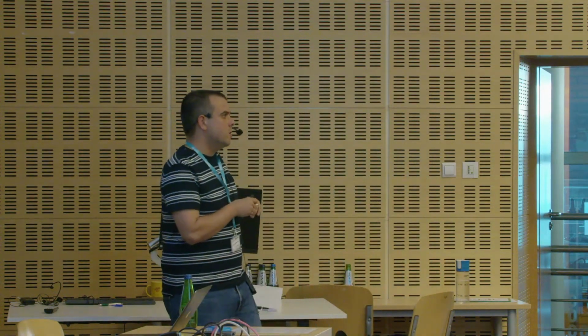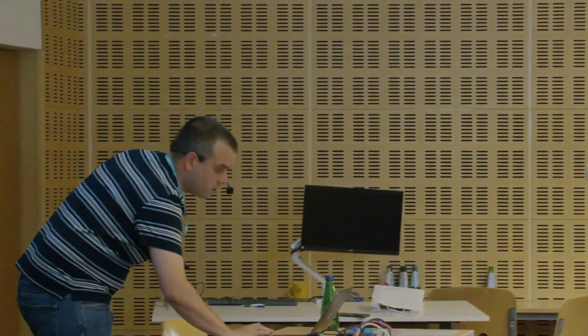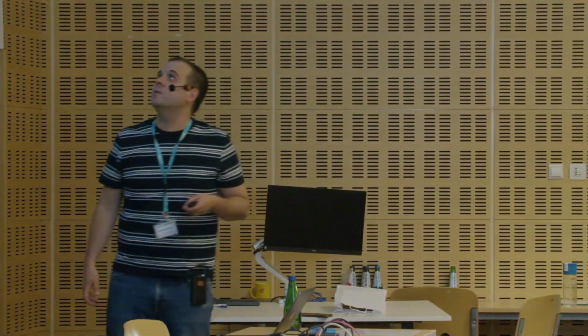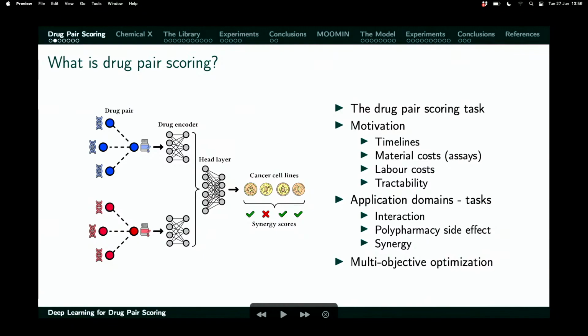So if you have a large database of cancer cell lines, let us say 1,000, and you have 10,000 drug-like molecules. If you want to do this scoring, you will have to do 10,000 squared times 1,000 screens manually, and that is not particularly great. So that has a lot of time cost. There are material costs for the assays and the screens. There are labor costs for this, and there are also issues with tractability, whether you can do this in real time. So what you want to do is to pre-screen your existing drug assets against the various cancer cell lines.